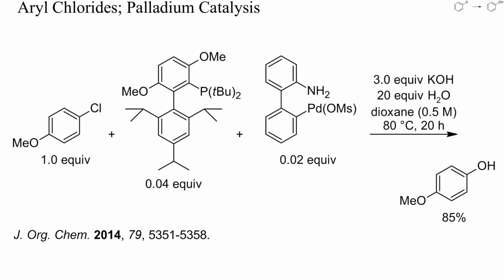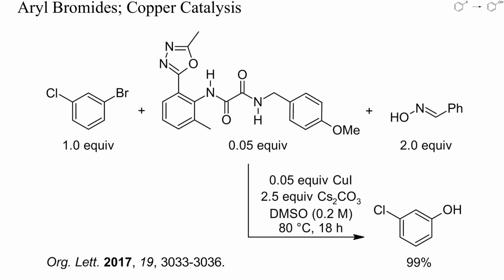Similarly, here the aromatic substitution was conducted in dioxane at only 80 degrees Celsius. Aryl bromides react with transition metal catalysts about 10 times faster than aryl chlorides. In this example, 1,3-bromochlorobenzene was transformed into 3-chlorophenol with 5% of a copper oxalamide complex, in excess of benzaldehyde oxime and cesium carbonate. No substitution of chloride occurred.